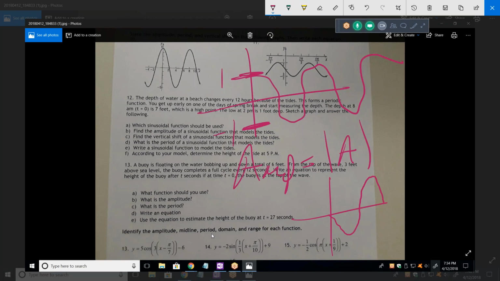What's the midline? 9. What's the period? 6 pi. Good. What's the domain? -infinity to infinity. And what's the range? So to figure out the range, let that equal +1. What do you get?